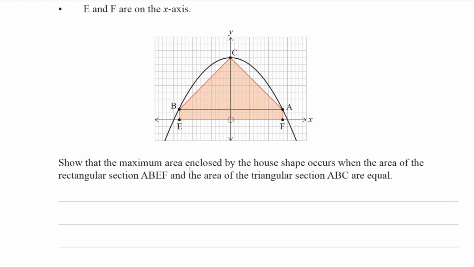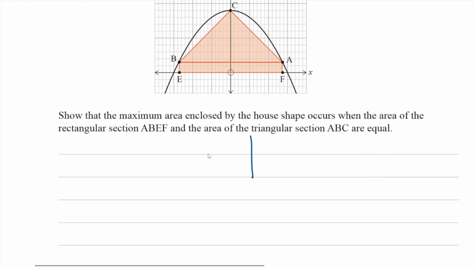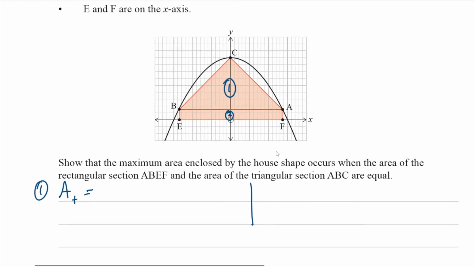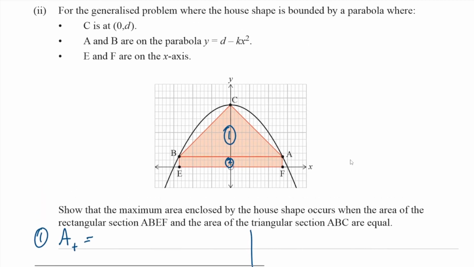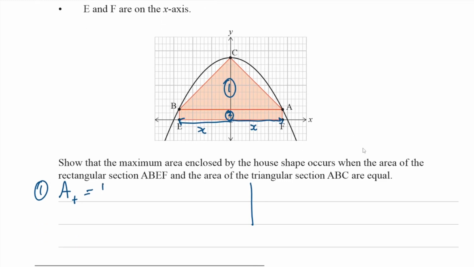So let's start there. Since we're trying to compare the two different areas, the triangular and the rectangular area, let's start off by writing those equations out separately. So for the area of the triangle, what do we have? We know half times base times height. So like the previous question, x is along the x-axis, so the base is 2x, right? That's the full width.